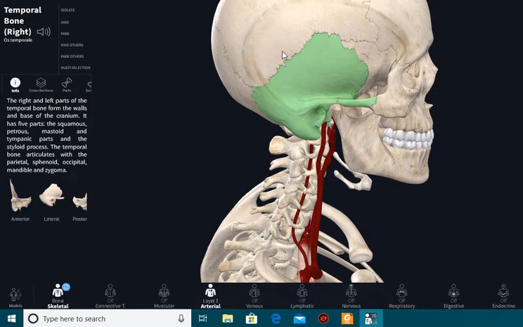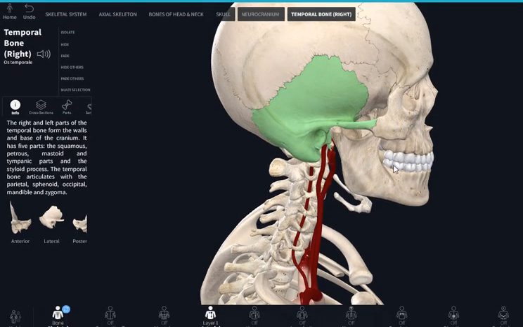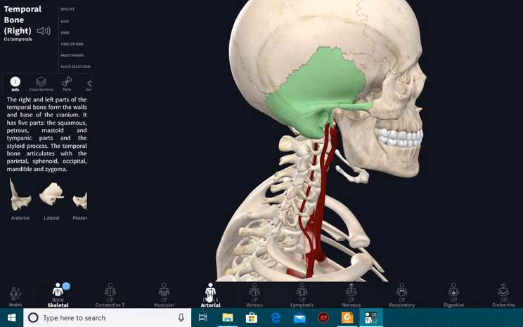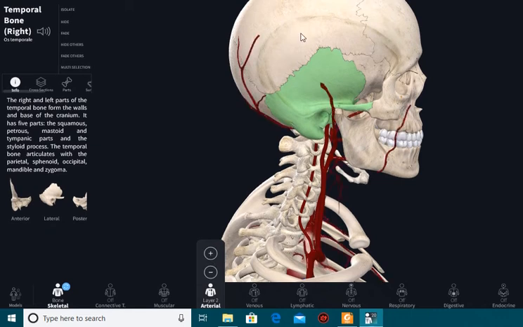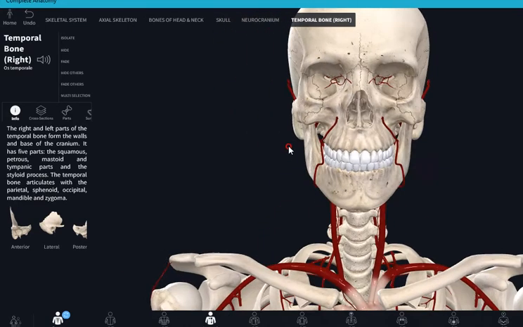So now we are going to first visualize the arterial vasculature of the superficial portion before we see the deep portion. So let's increase the number of arteries. So now the next thing to visualize is this portion here.